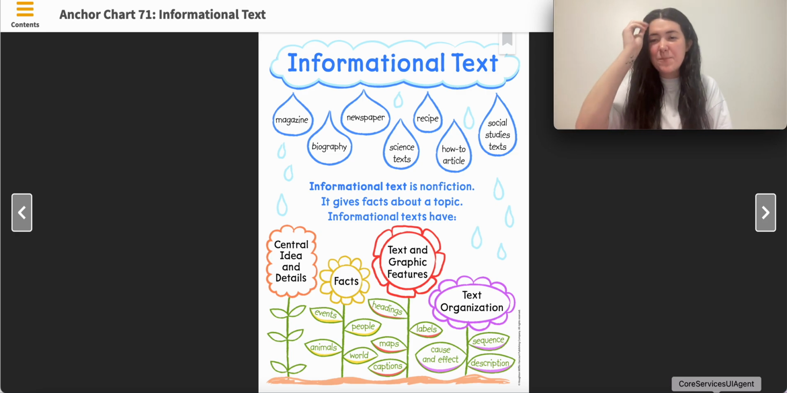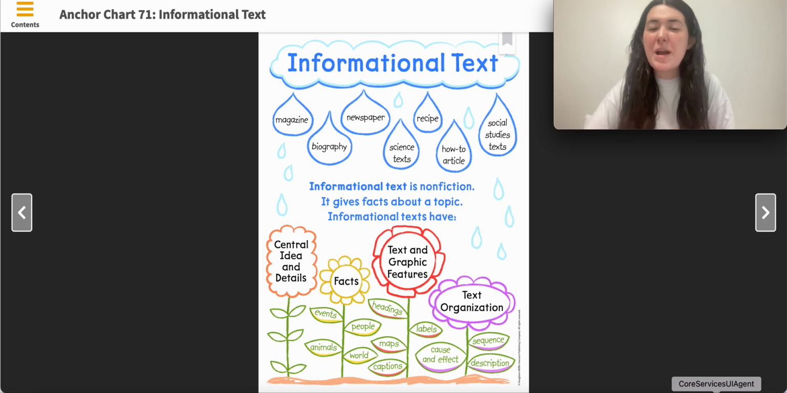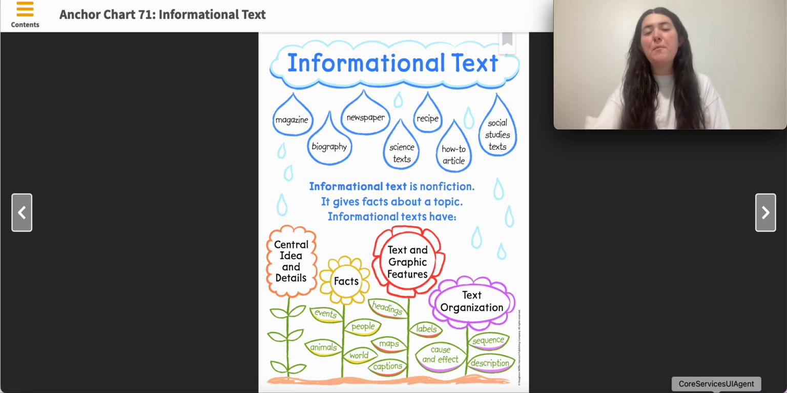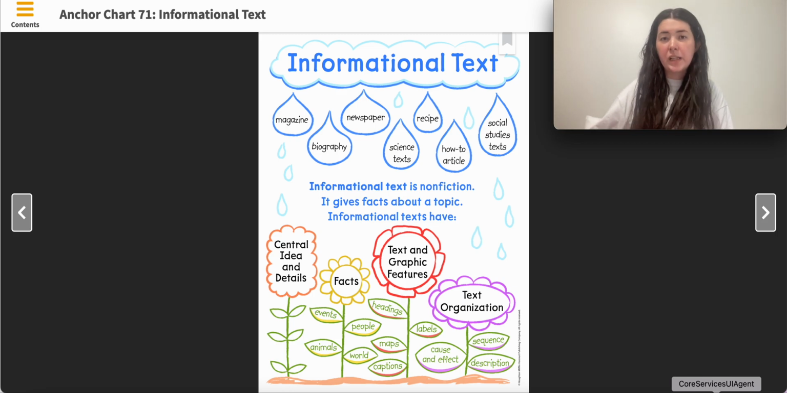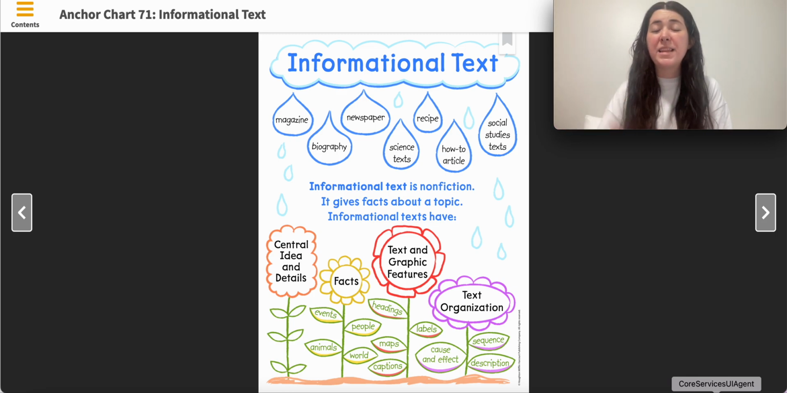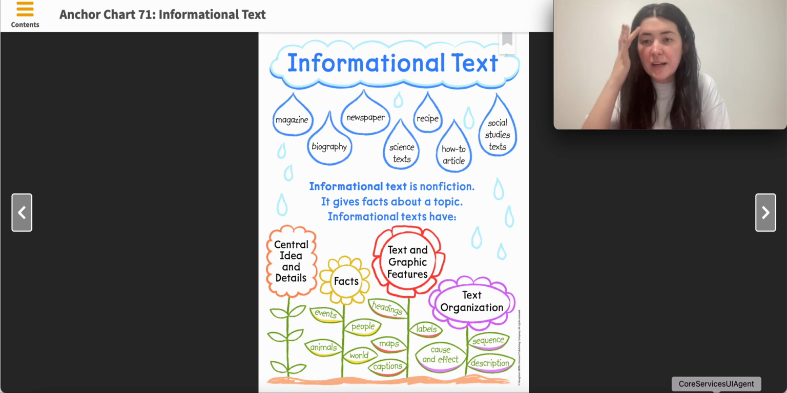I am so excited to be reading with you, and today we are moving on to a brand new genre in our genre study module. Last week, if you remember, we talked about narrative nonfiction, which are stories that have facts but sound a little bit like fiction stories. But this week, we are shifting gears a little bit to talk about informational text.